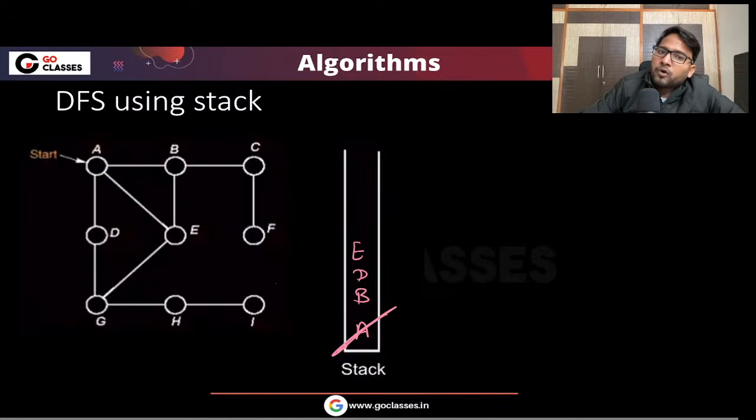Then you pop out one of the neighbors. Let's suppose you pop out E. Then put all of its neighbors. Maybe you can put E and H. Okay, let me write it like this.